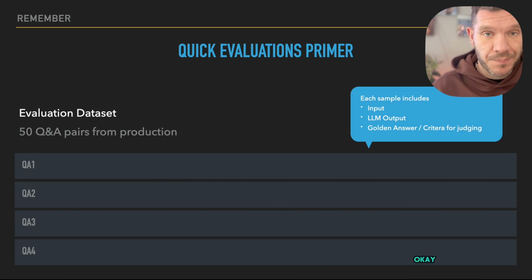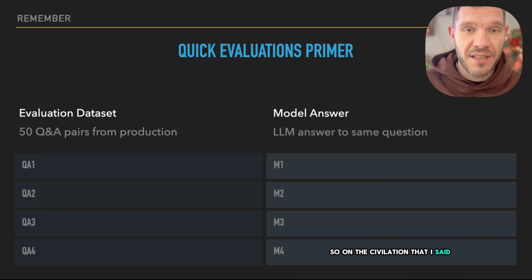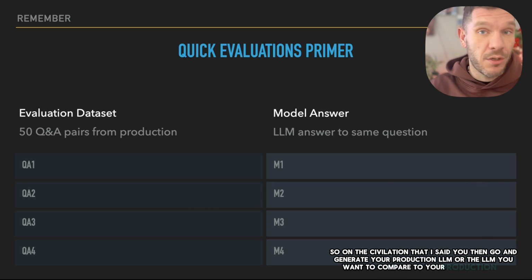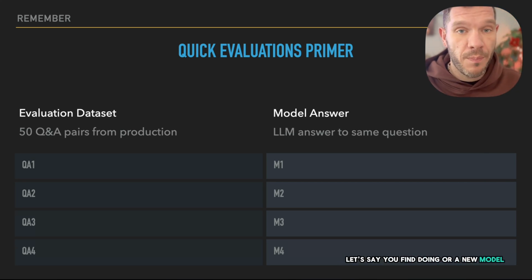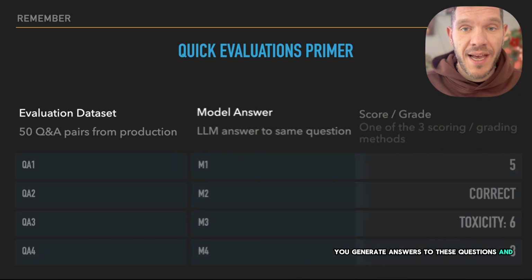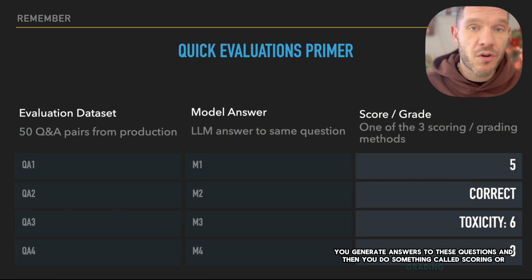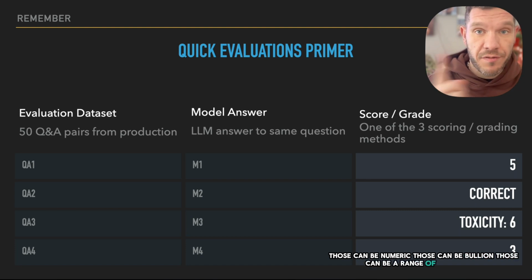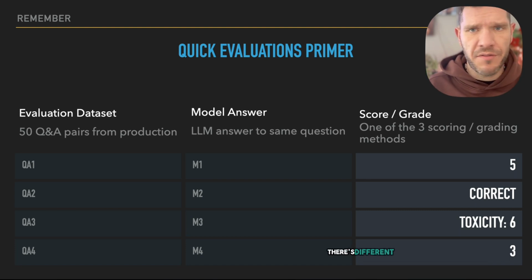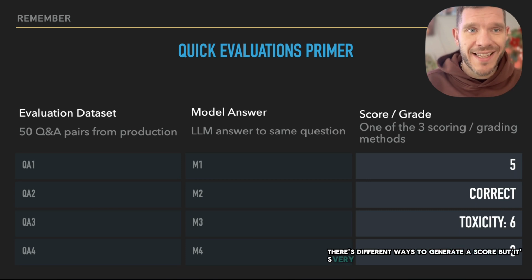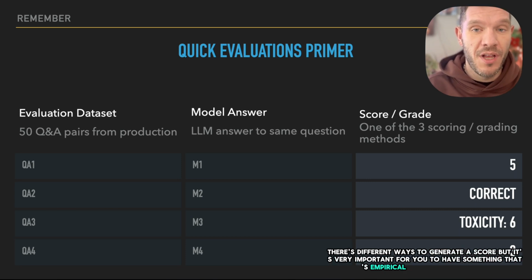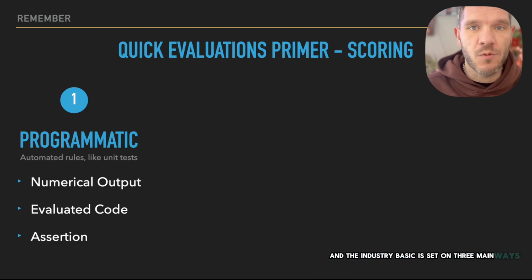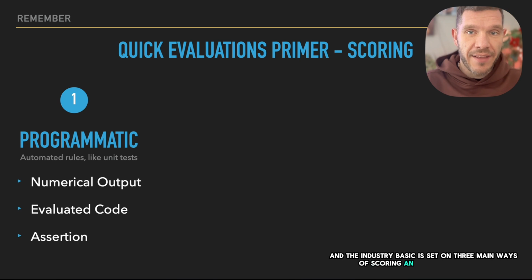Okay. So on this evaluation dataset, you then generate answers with your production LLM, or the LLM you want to compare to your production LLM, let's say a fine-tune or a new model. You generate answers to these questions, and then you do something called scoring or grading. Those can be numeric, Boolean, or a range of numbers. There are different ways to generate a score, but it's very important for you to have something empirical so you can compare. And the industry basically settled on 3 main ways of scoring an LLM app evaluation.